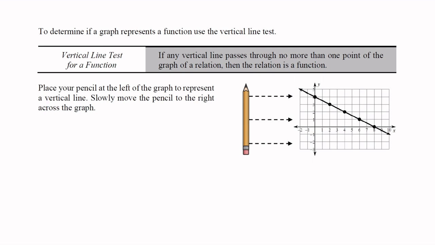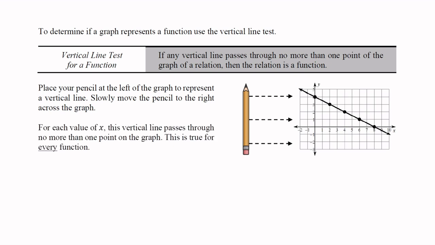So to do this, you can use your pencil. Place your pencil at the left of the graph to represent a vertical line. Slowly move the pencil to the right across the graph. For each value of x, this vertical line passes through no more than one point on the graph. This is true for every function. So we're going to look at a few graphs and we're going to determine if the graph is a function.